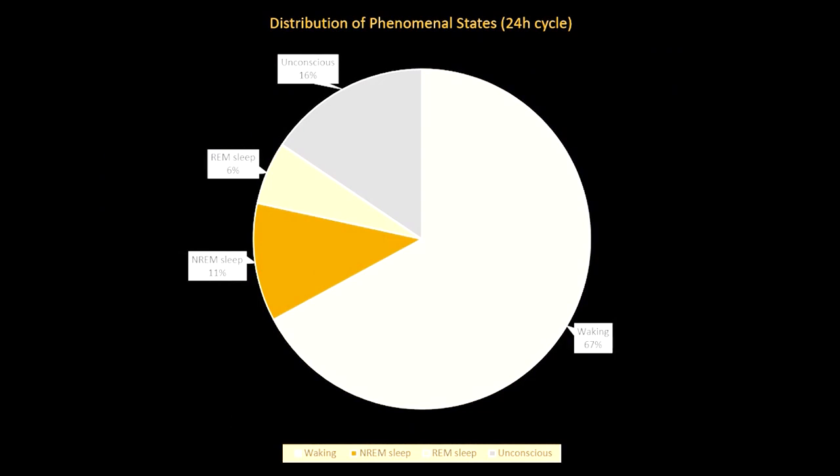Now, the next two slides are what I actually wanted to show you. So here, you have a 24-hour cycle. And when are we conscious, according to science? If you just ask people, did you have an experience right now? So during 67%, we are awake. 11% of the time, we have non-REM sleep.